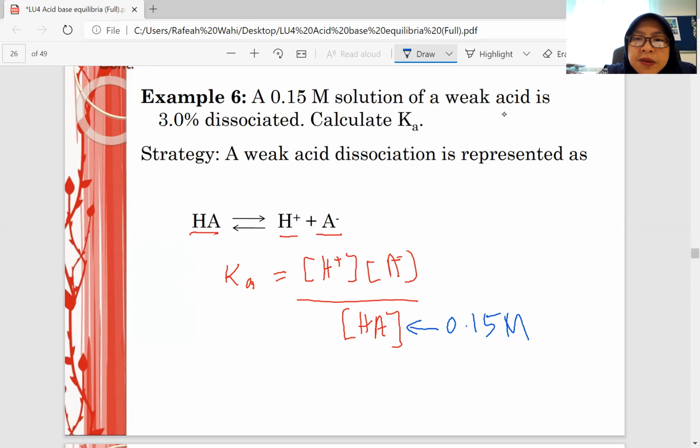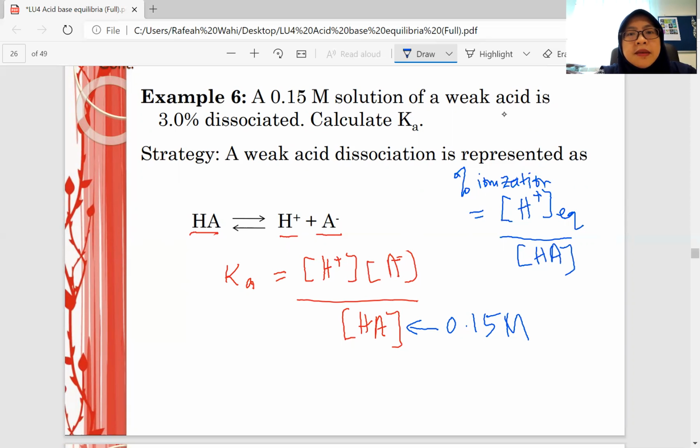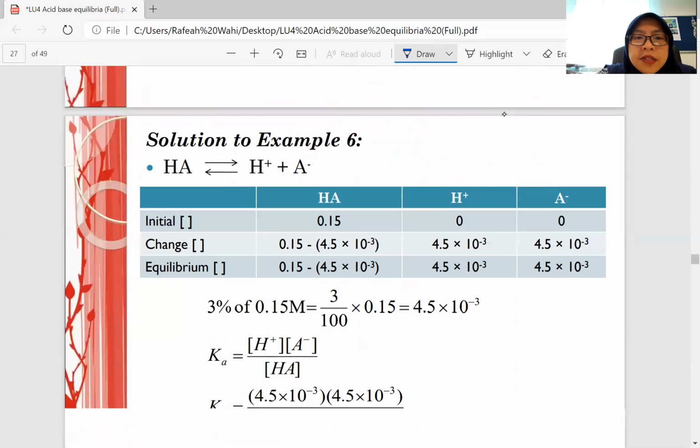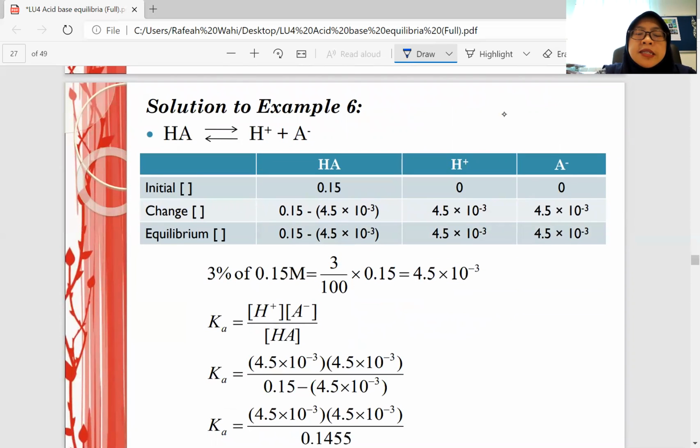So again, we go to the equation on how to calculate percent ionization. Percent ionization is equal to the concentration of H plus ion at equilibrium divided by the concentration of the initial acid. Okay. Now, how do we solve this problem? Again, we go back to the ice table.